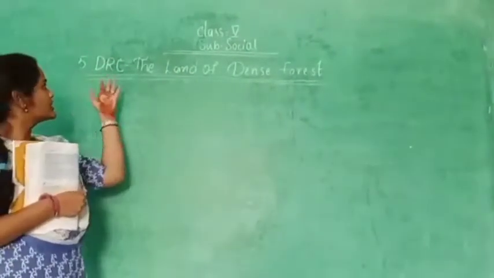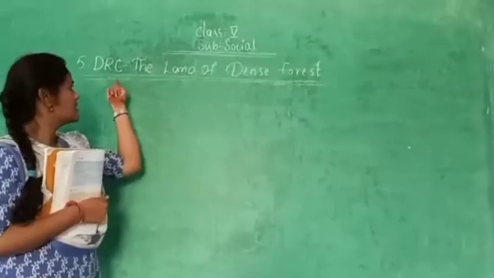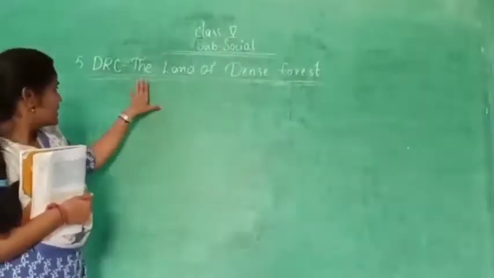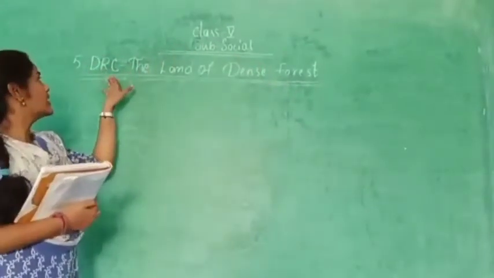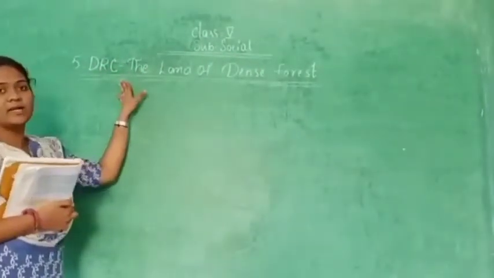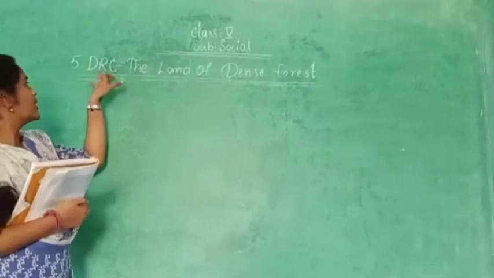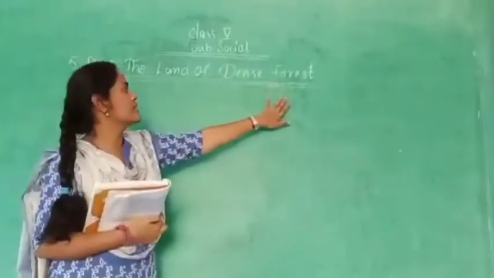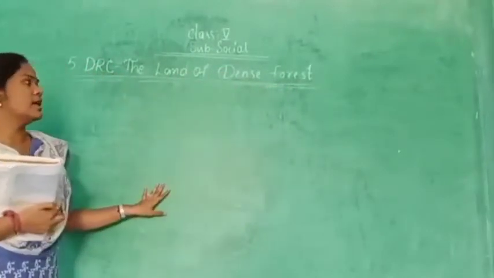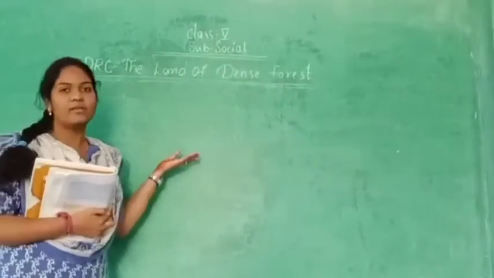Now I am going to start the 5th lesson, that is DRC. DRC, the land of dense forest. DRC means Democratic Republic of Congo. It is a country. It is a land of dense forest. So where it is located, what its old names are, all that we will see in this lesson.